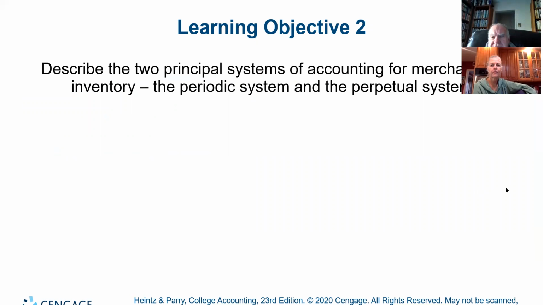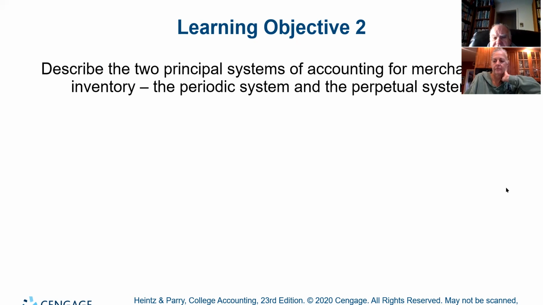We're talking two different systems, okay? The periodic and the perpetual. The periodic is what we've been working on ever since we started this class. The periodic assumes that you have to take an inventory at the end of the month in order to capture your cost of goods sold and inventory balance. Under the periodic system, when we sell something, we debit accounts receivable and we credit sales. And that's all we do.